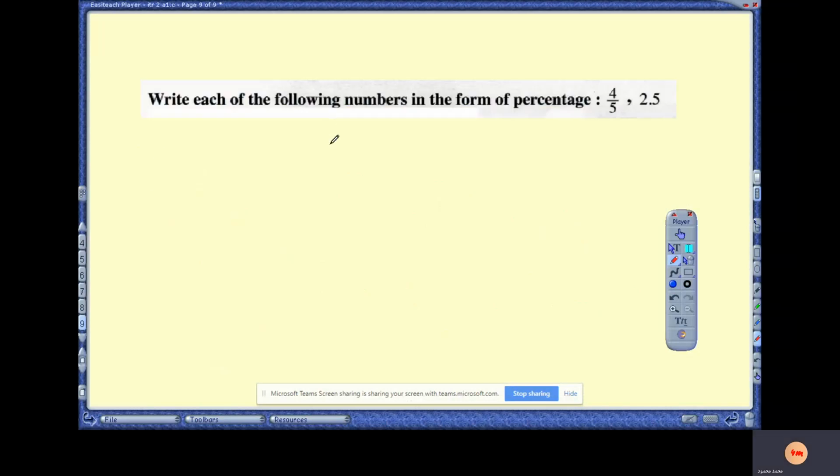Write each of the following as a percentage. 4/5. You will multiply by 100%. Then simplify. 5 divided by 5 equals 1, and 100 divided by 5 equals 20. Then multiply 4 times 20, it will be 80%.